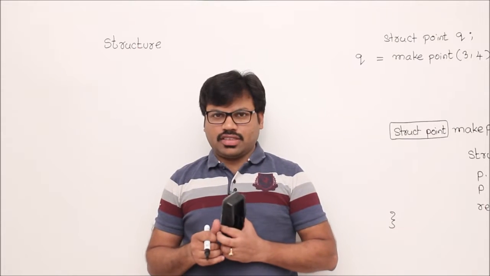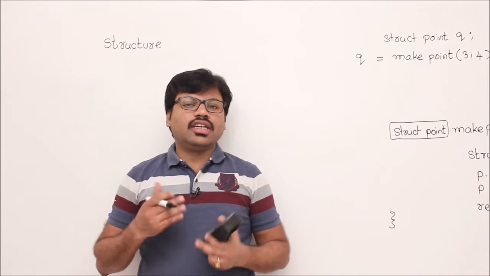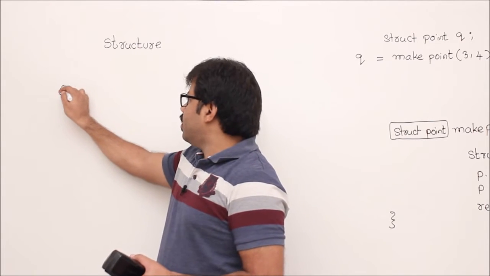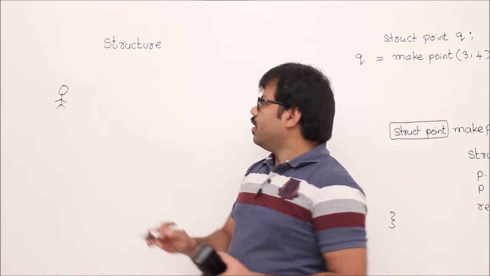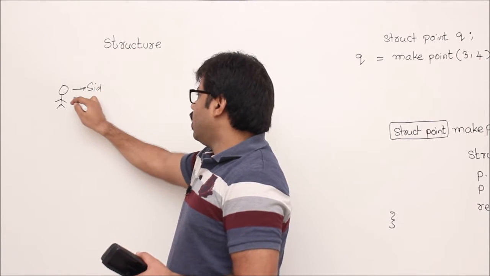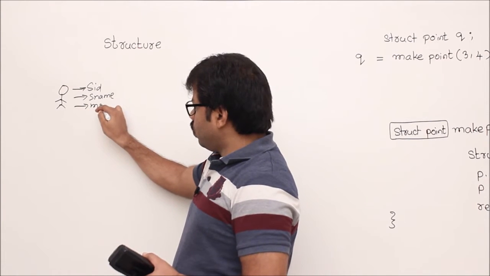Let's talk about structures. The purpose of a structure is to collect related information. Generally, why I want it, I will tell you. Example, I have a student and I want to store some information about the student. Some properties like the student has an ID, name and marks. These three things I want to store.